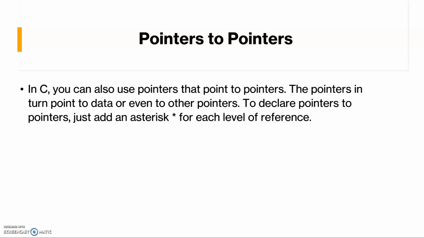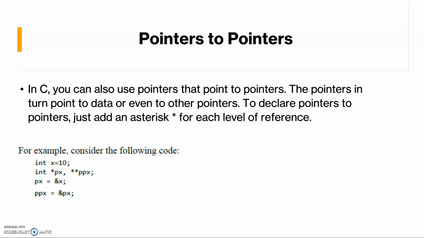A pointer to a pointer is declared with a double asterisk, and it stores the address of another pointer, not a normal variable. I'll show you an example here. I have taken a normal int variable x, and I have taken one pointer variable px. One star is given. That means this px is a pointer variable which can hold the address of another integer variable, in our case x. So we can write px equal to ampersand x.